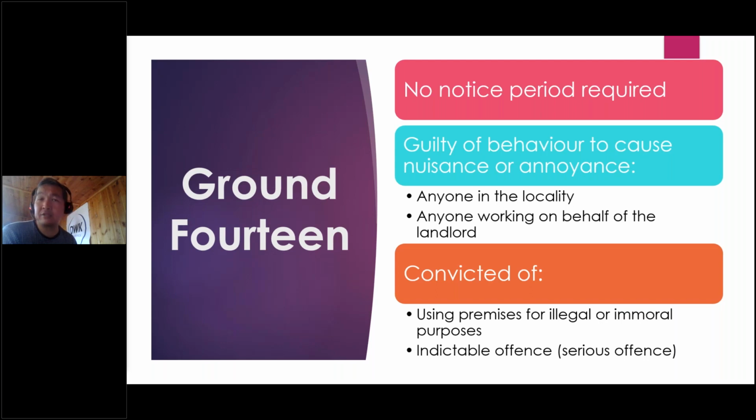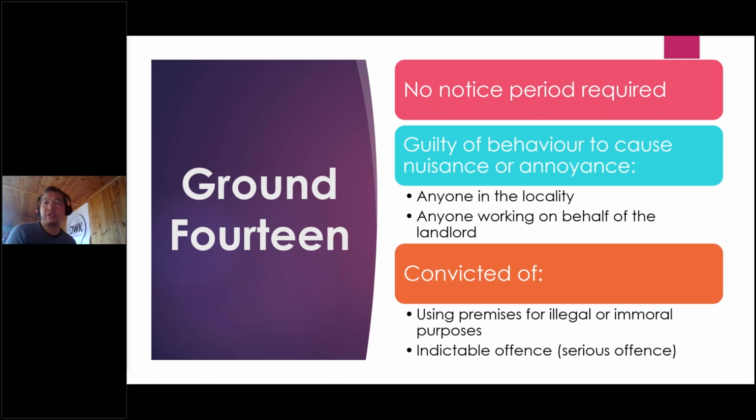An indictable offence. So that could be a serious offence. That needs to be tried. The legislation says it needs to be tried by a jury. I'm sure there's lots of things that you could say. For example, a speeding ticket is not going to be done by a jury, but manslaughter or sexual assault or those types of things would be done by a jury. So in that sense, it would need to be quite a serious offence for you to be able to seek possession under ground 14.